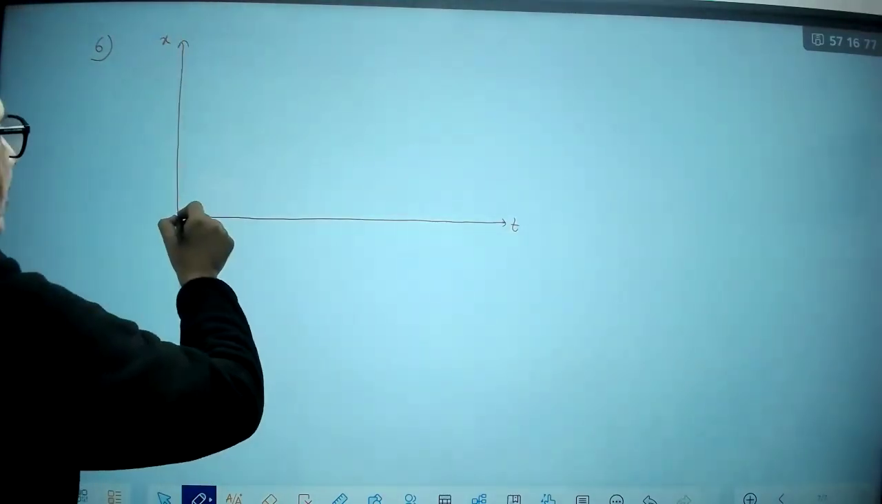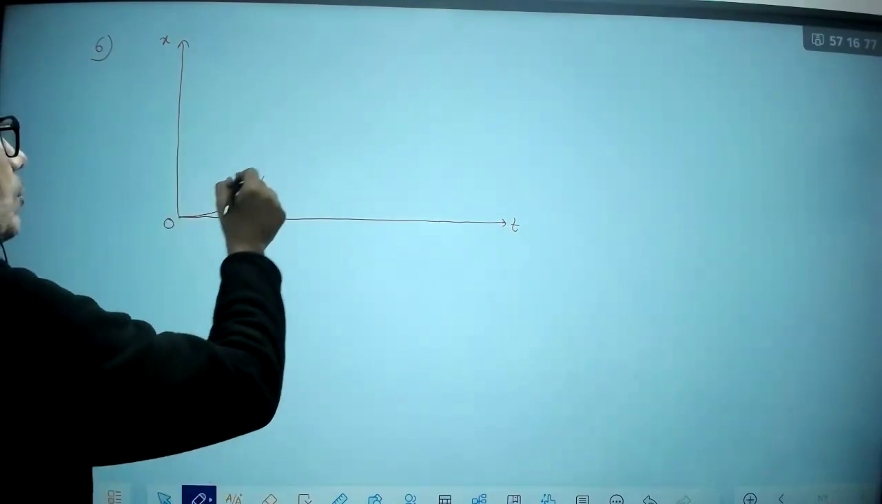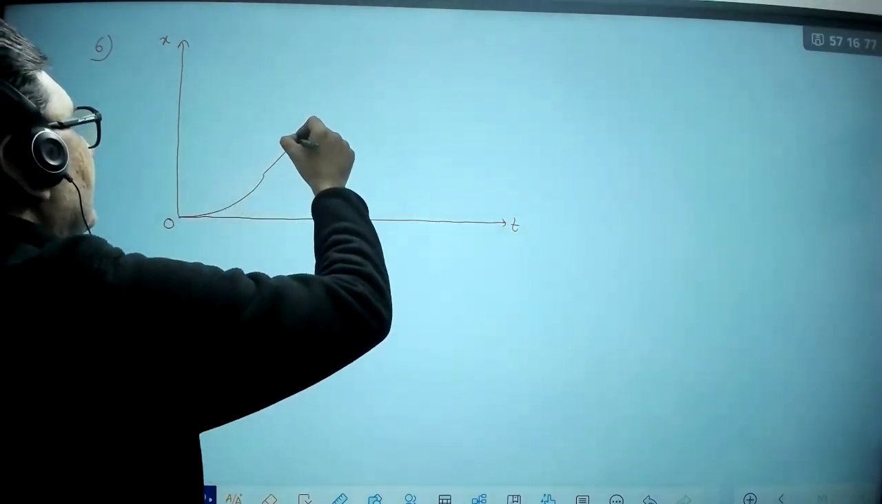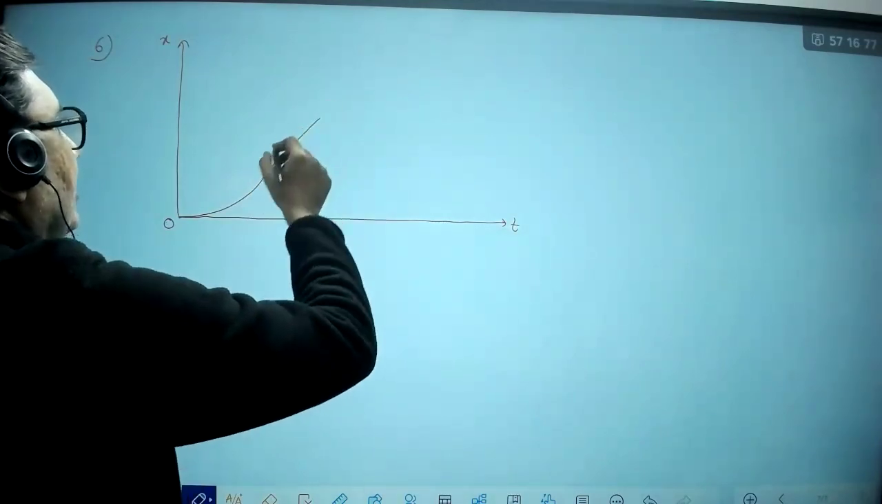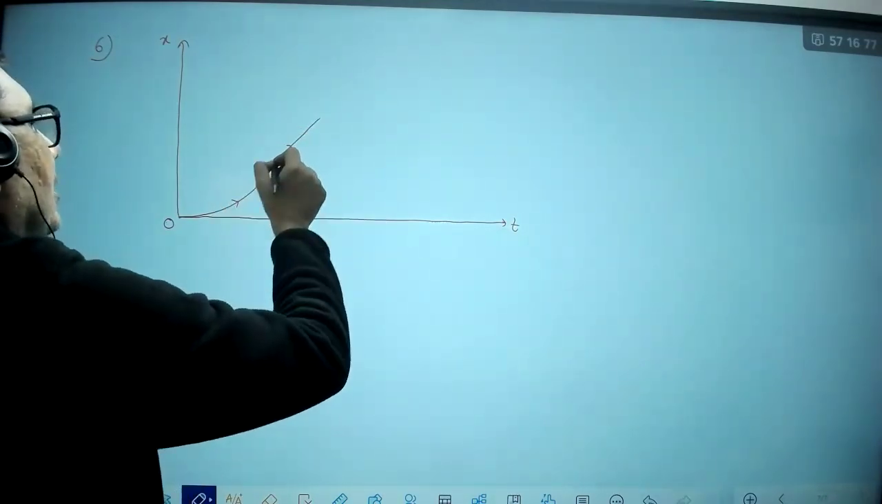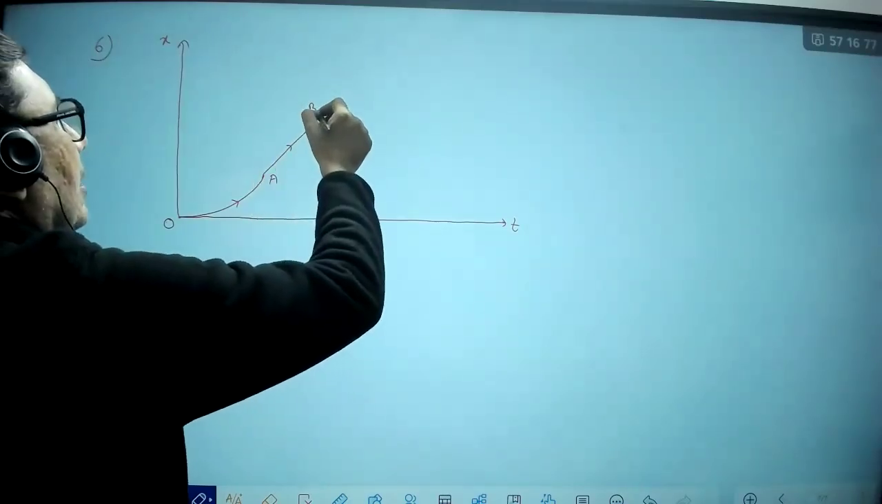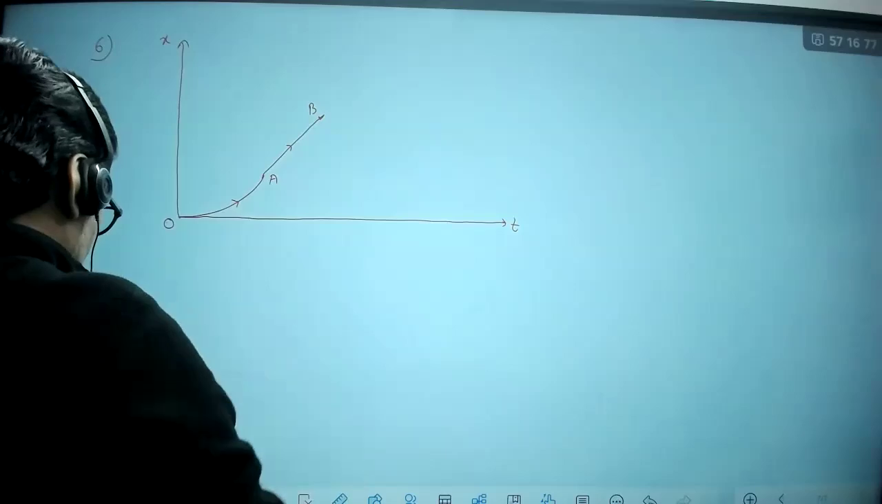This is X. This is the first part, O to A. Then this is the second part, a straight line. So this is the curvature here. Then a straight line, this is A to B. And from here, it is having a curve.